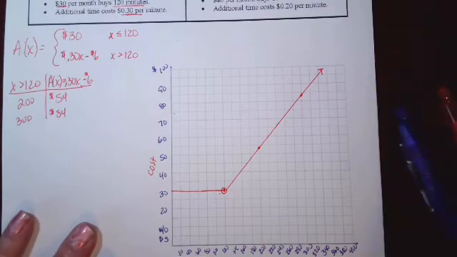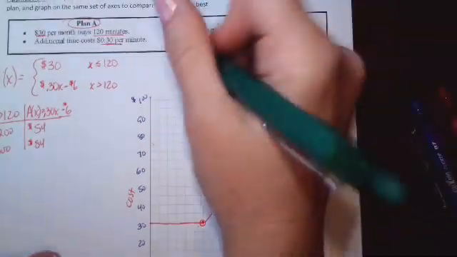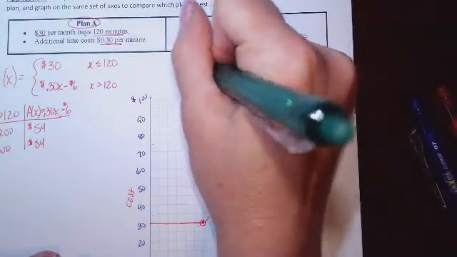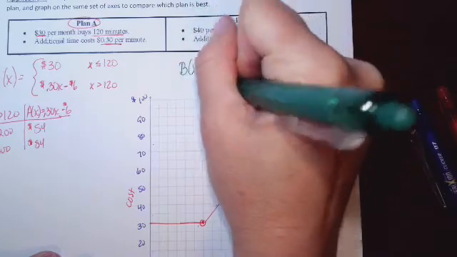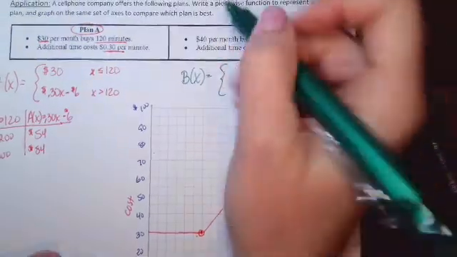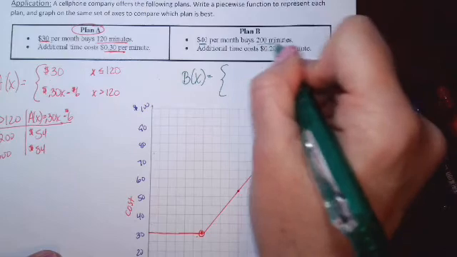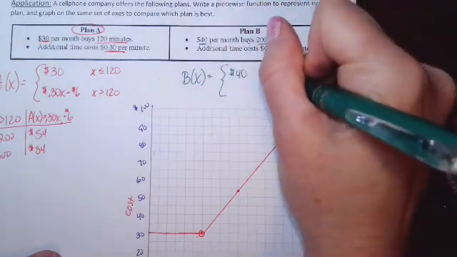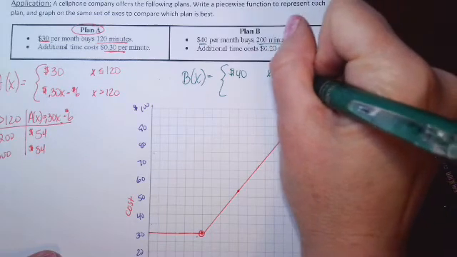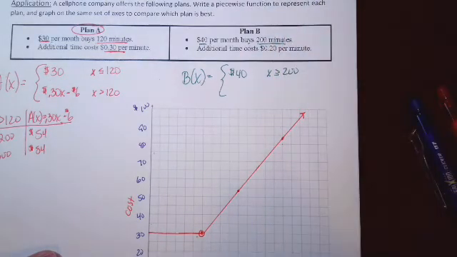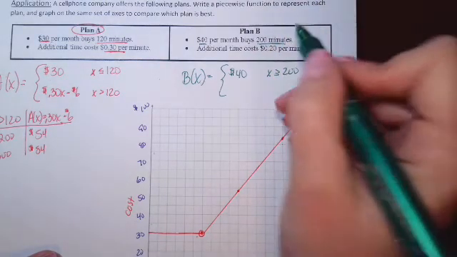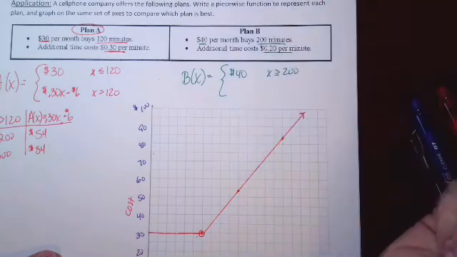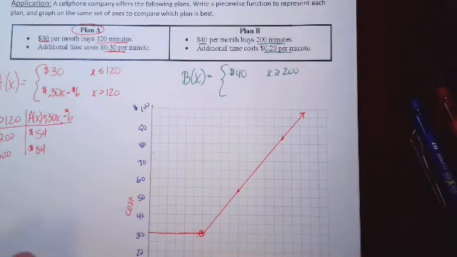Okay, so now let's look at plan B. So plan B, we're going to do B of x for our piecewise defined function. Plan B starts out at $40 a month, which is more, but that buys us 200 minutes. So it costs $40 a month if I talk up to 200 minutes. And then after 200 minutes, it's just 20 cents a minute. So let's figure out what that's going to look like.